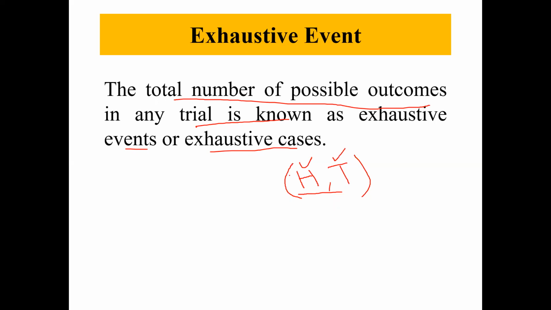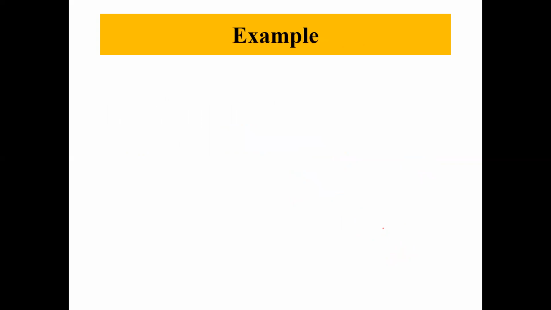This is the trial. If we are getting the head, this is the outcome. So our probability would be 1 divided by 2. This is known as the favorable case, and this is known as the exhaustive events. This is the way to get the answer. Now we'll have some examples for exhaustive events.